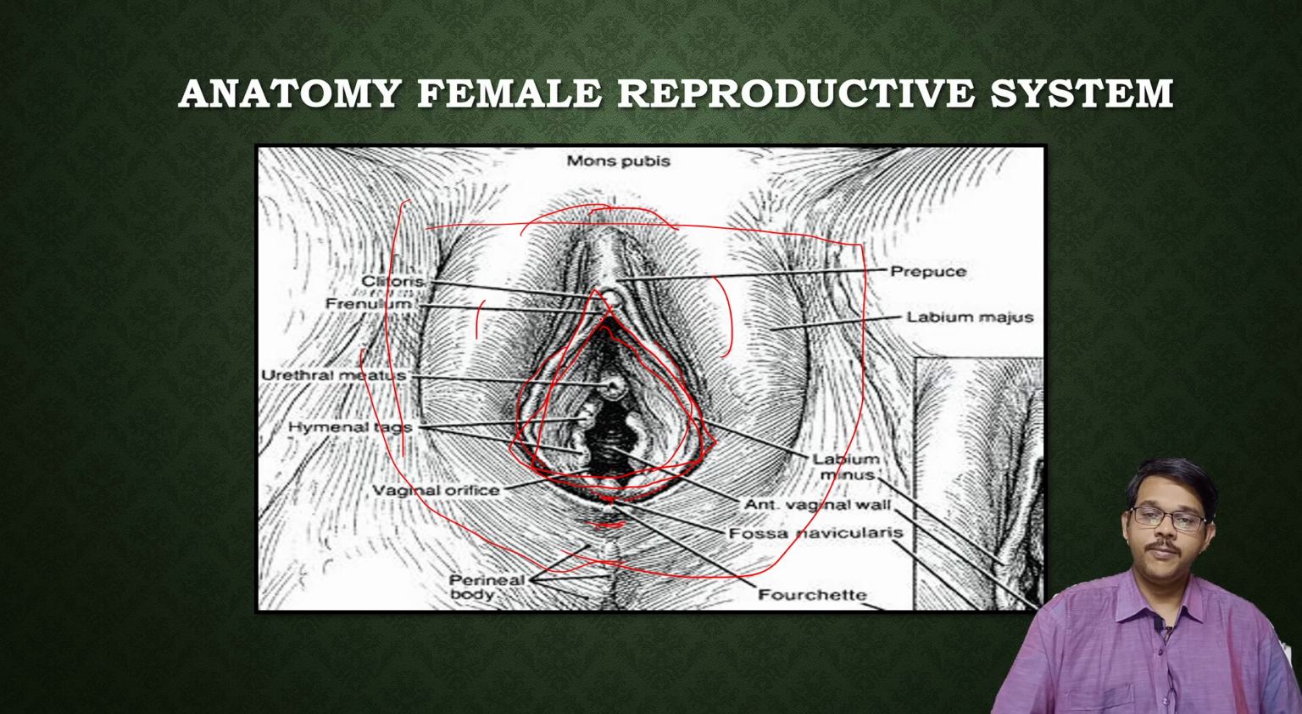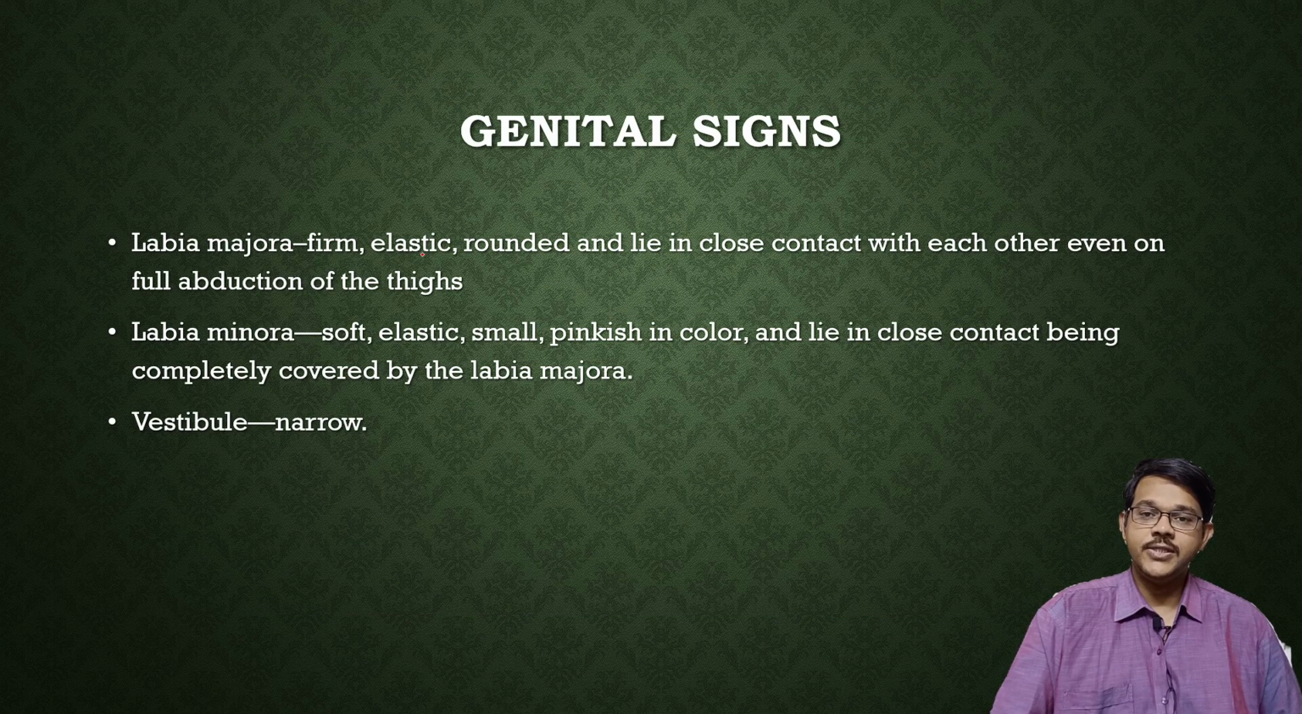These are the main parts to look at in order to understand the genital signs of virginity. In virgins, the labia majora are firm, elastic, rounded, and lie in close contact with each other, even on full abduction of the thighs. The labia minora are soft, elastic, small, pinkish in color, and also lie in close contact, being completely covered by the labia majora. The vestibule, as I mentioned, is the path between the clitoris and the posterior commissure. It is usually narrow since the labia majora and minora approximate each other.